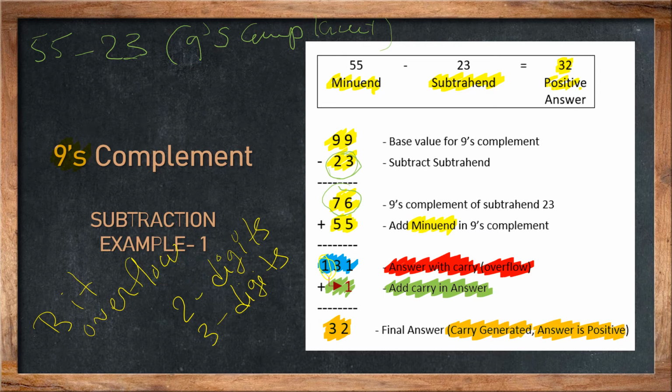Perfect. So this is the 9's complement method to perform the subtraction operation. When we perform subtraction, we follow this method. And when a computer performs a subtraction operation, it follows this 9's complement method. I hope it is clear to everyone. We will do more examples. So that is the 9's complement method, and this is our first example for subtraction.